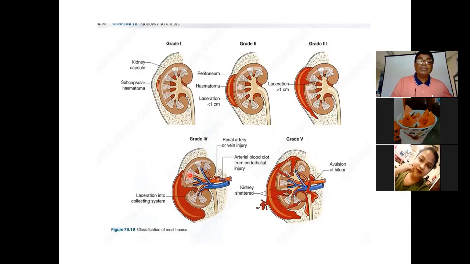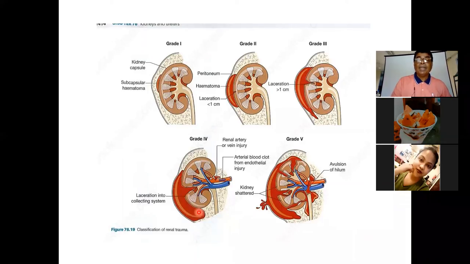There may be necrosis of a particular segment of the kidney. And as this laceration is extending, involving the collecting system, there will be extravasation, so here you will get a big hematoma. And when there is a big hematoma, as I mentioned, it is mostly extraperitoneal, so it's within a closed cavity. So there will be compression over the kidney.